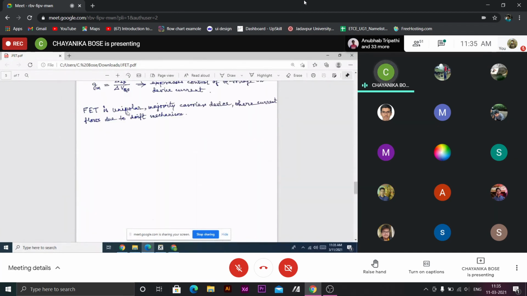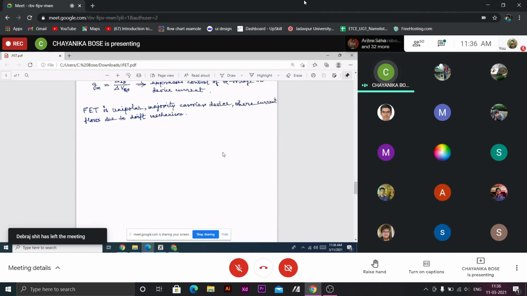So FET is a unipolar majority carrier device. It is unipolar because here only the majority carriers are responsible for current flow. Only they are of interest. Whereas BJT is a bipolar device.